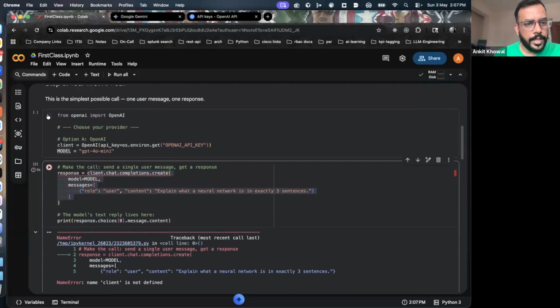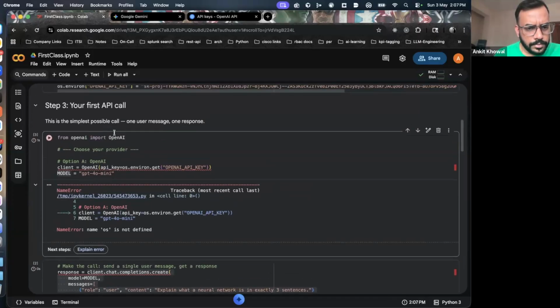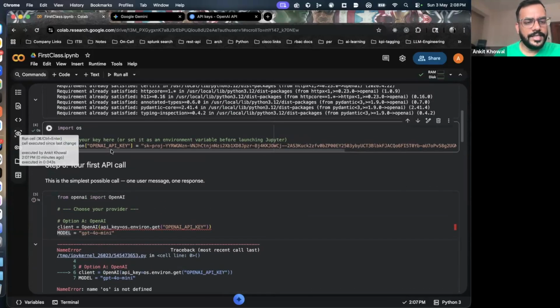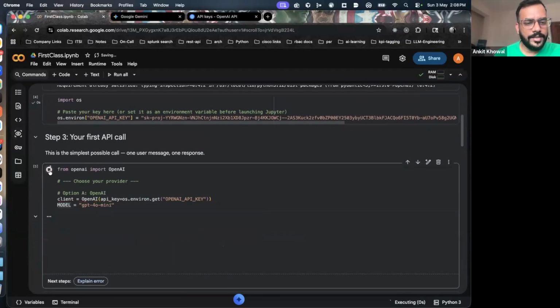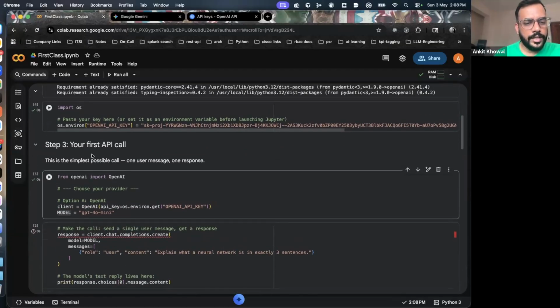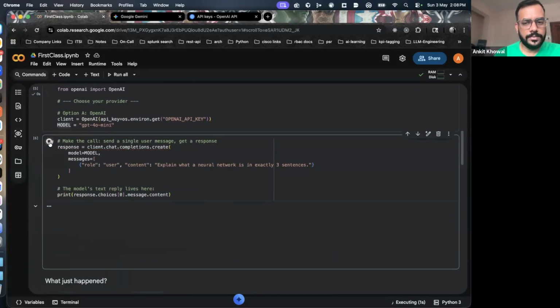Client is not defined. Maybe I didn't execute this. I didn't execute this also. Okay, now this is executed. So now you see the advantage. Now I have imported the OS module, I have done this, and now I'll call this.